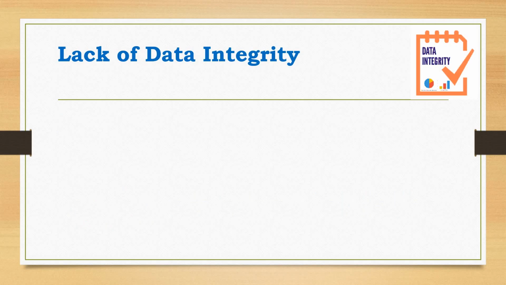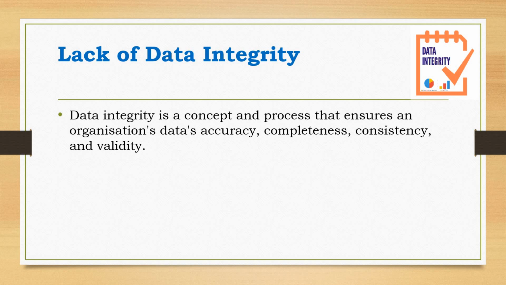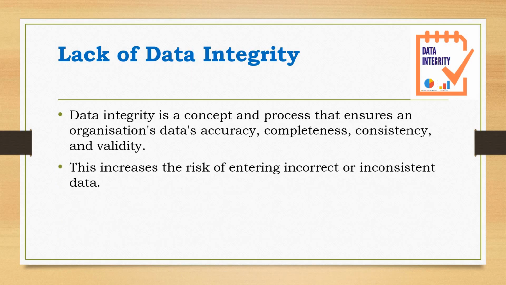The next one, data integrity. That is lacking in the file system. Data integrity is the process of ensuring the organization's data accuracy, completeness, consistency, and validation. If all these things are there, then it is called data integrity.